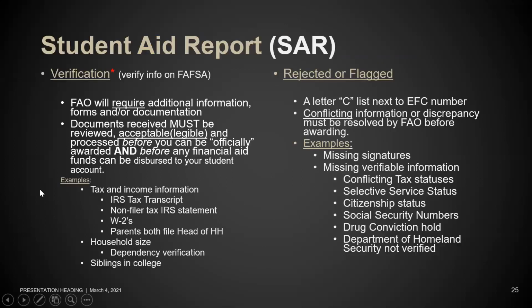So this is just information if they're selected for verification, the type of information that could be requested. If it's a C code or discrepancy information, this is the type of information that could create a discrepancy on the FAFSA, meaning if there's a discrepancy, then the FAFSA is rejected, and that has to be fixed before the financial aid office can process. If you have a C code, that means your file is rejected and it's invalid.